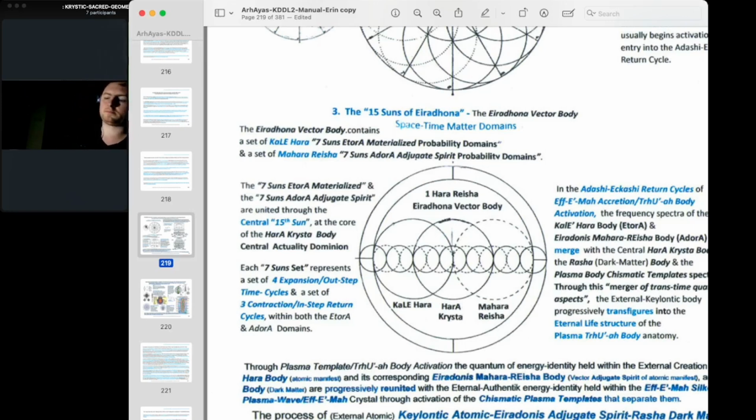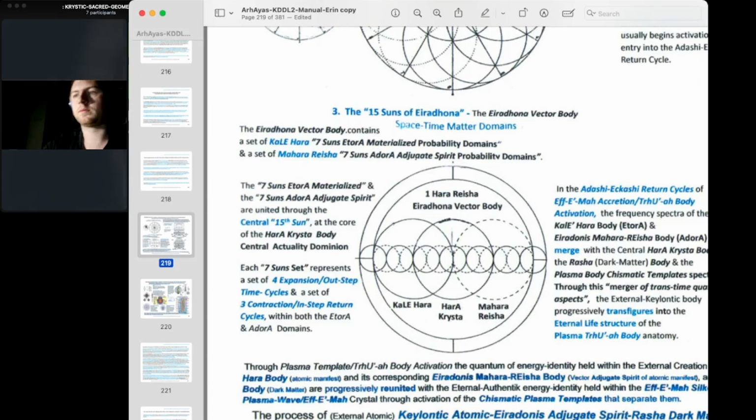So there's 2 7s and 2 6s because they're going in opposite directions, or on the opposite side of the plate. But the 7, so we have the 7 sons of Ettore, which is one vector line of solid balls. And then we have 7 sons of Adore, which would be our adjugate spirit. And so 7 and 7 makes 14. And the 2 7s are united through the central 1, which is the 15th son.